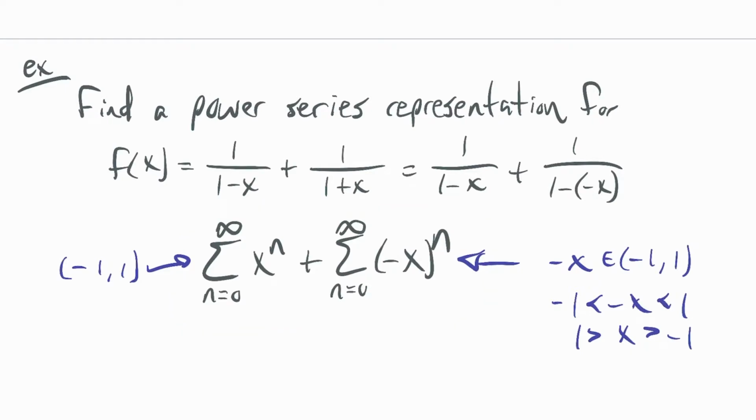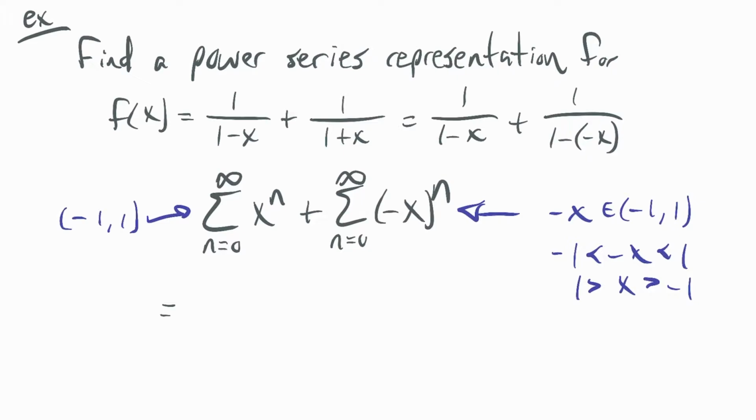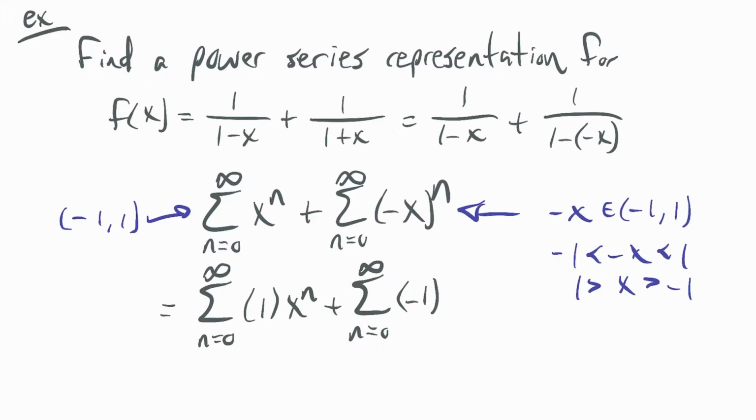Now what I can do is rewrite this in the following way. I can say, okay, this is the sum as n goes from 0 to infinity of 1 times x to the n. So like I said earlier, C sub n is 1, plus the summation as n goes from 0 to infinity of (-1) to the n power times x to the n power.